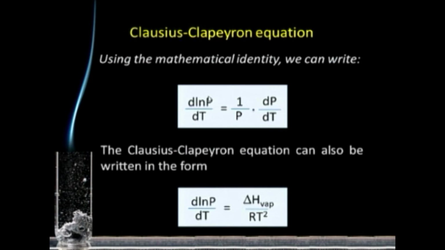Using the mathematical identity, we can write d ln P by dT is equal to 1 by P into dP by dT. The Clausius-Clapeyron equation can also be written in the form d ln P by dT is equal to delta H vap divided by RT square.